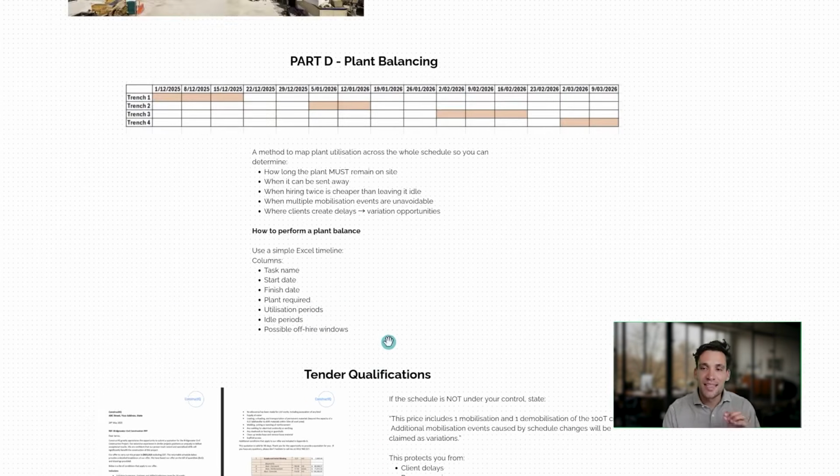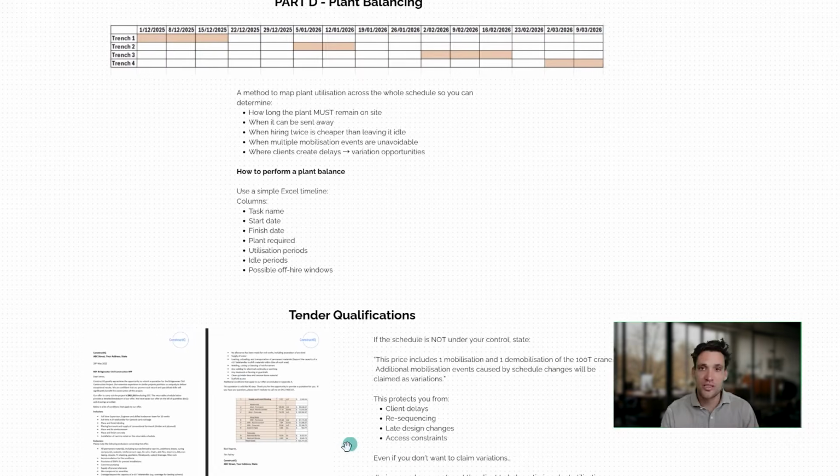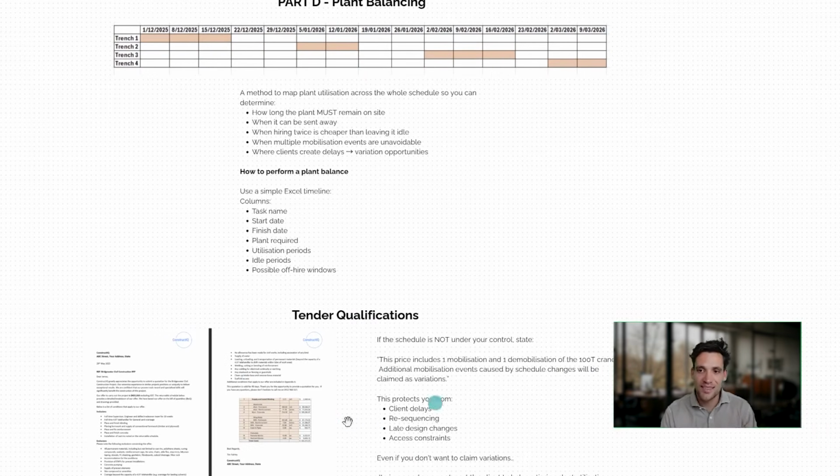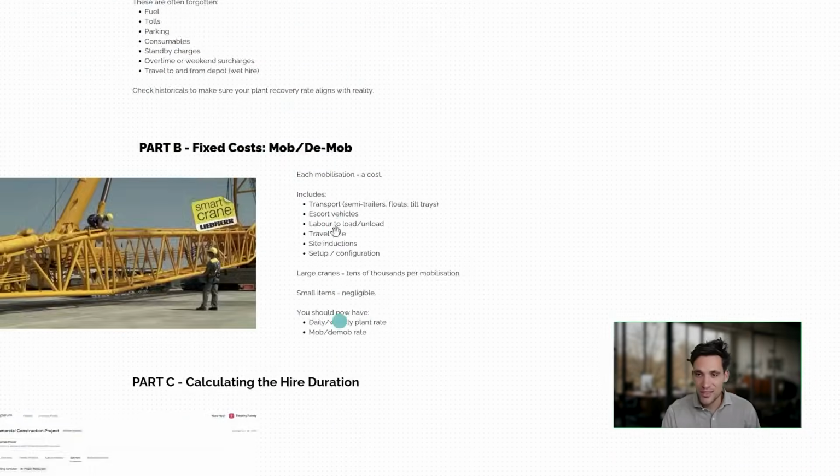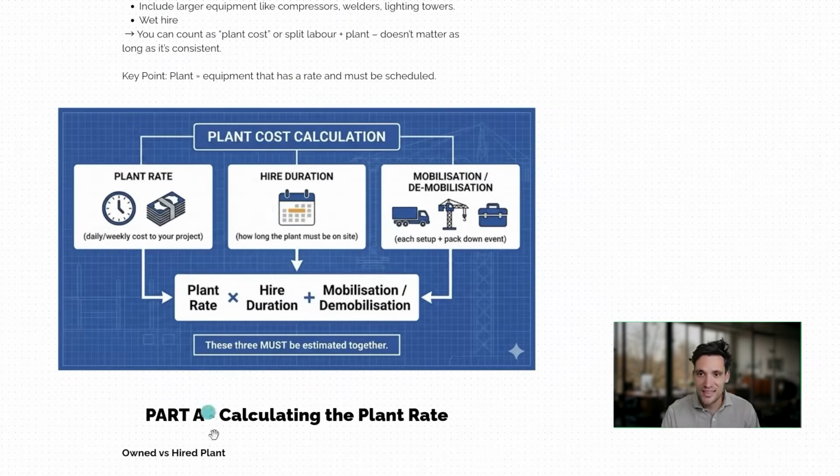So that's why if you are not in control of the schedule, your client's in control of the schedule and they're dictating this stuff to you, you should always qualify things like this in your letter of offer. But that's calculating plant costs. It's unbelievably easy. All it is is working out the rate we're going to charge, the hire duration, and how many mobilizations and demobilizations we need.